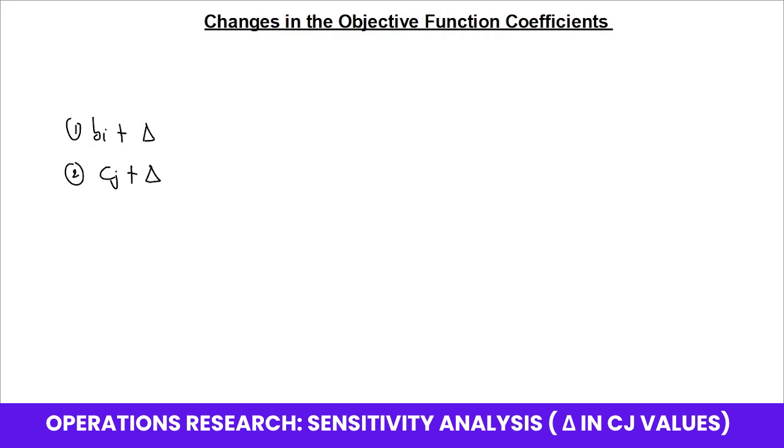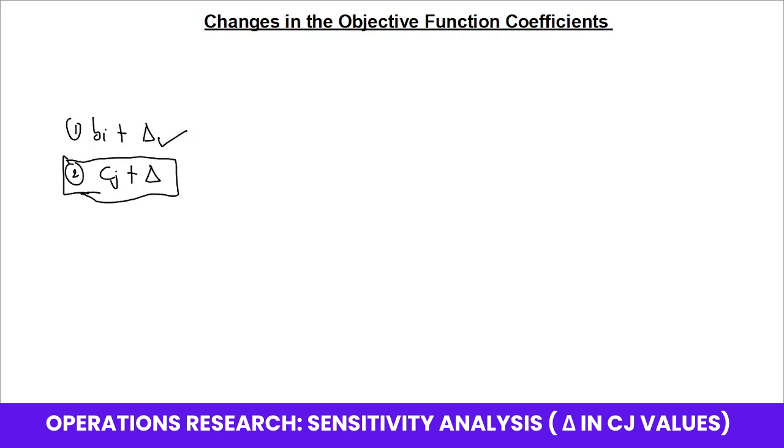In our previous video, we discussed the first one and solved examples under it, that's changes in the right hand side. So in this video, we are going to look at changes in the objective function coefficient. And in the objective function, we have all the variables in it.